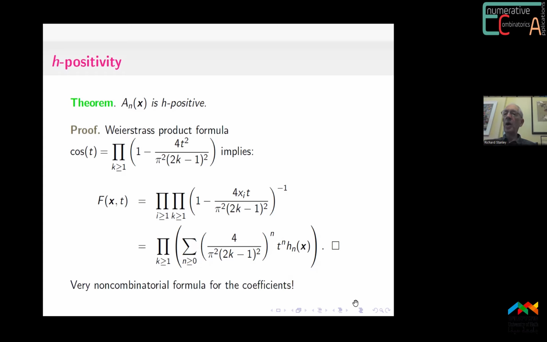It's a very non-combinatorial formula for the coefficients of h lambda. It's going to have all these pi's in it for one thing. Horrible sums.